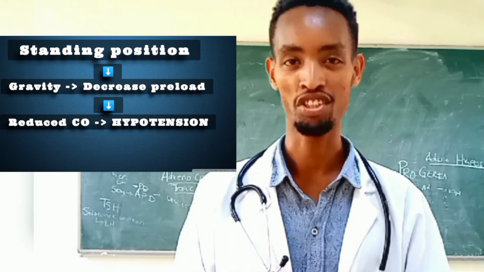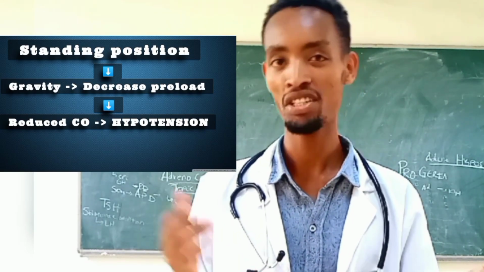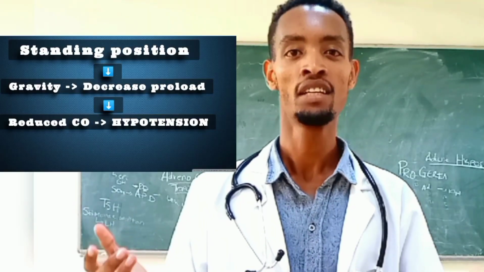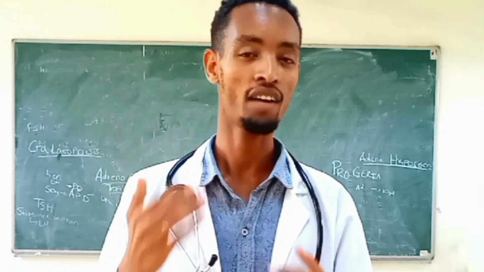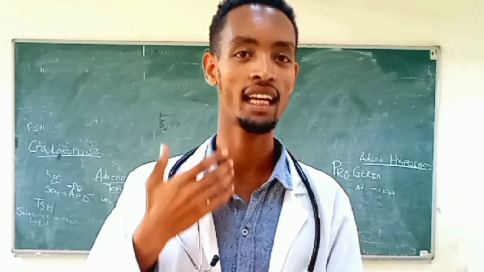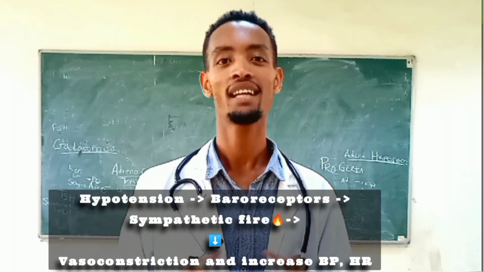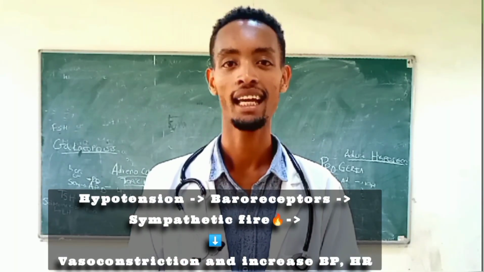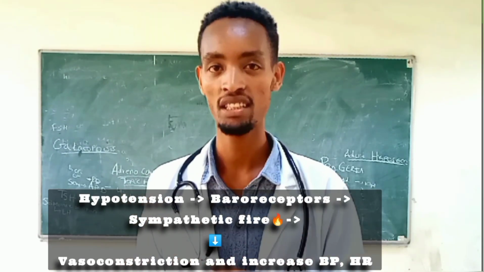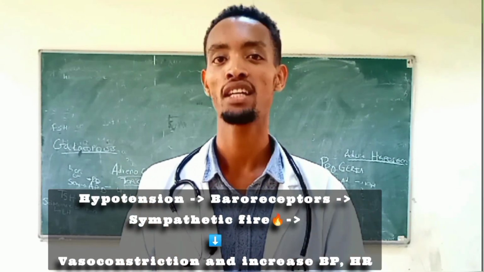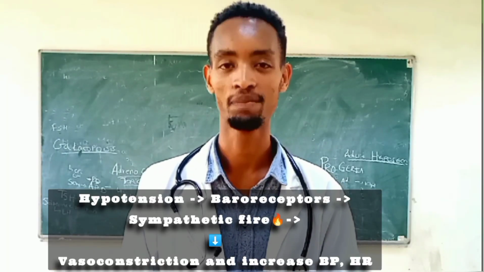For this hypotension, a normal individual and a patient with orthostatic hypotension react differently. The baroreceptors, which are usually found around the carotid sinus and the aortic arch, fire when the blood pressure goes low. When these receptors fire, the sympathetic nervous system is activated, and the activation of the sympathetic nervous system leads to vasoconstriction and increased blood pressure as well as increased heart rate.